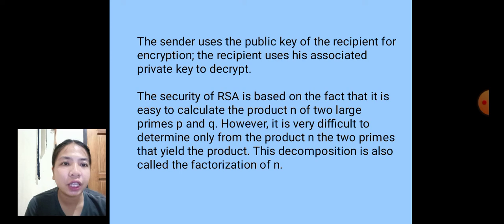So the security of RSA is based on the fact that it is easy to calculate the product n of two large primes, P and Q. However, it is very difficult to determine, only from the product n, the two primes that yield the product. This decomposition is also called the factorization of n.